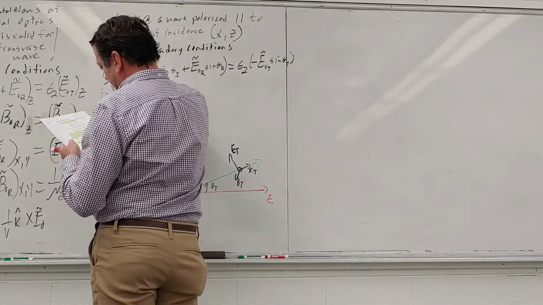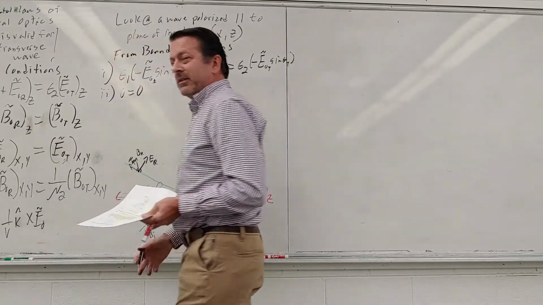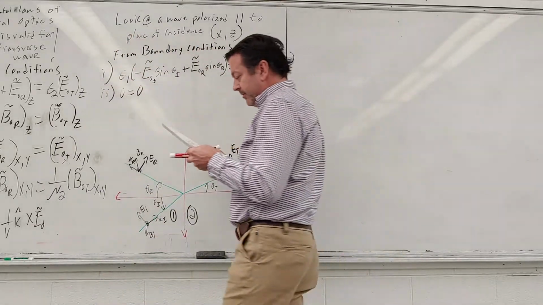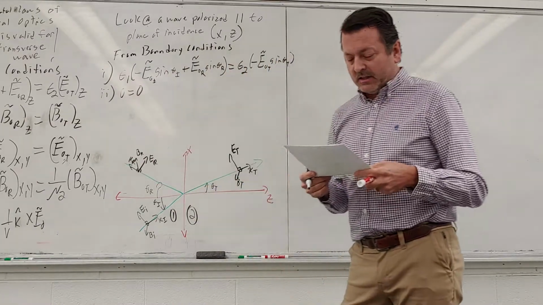For the second one, if you do it, basically you get 0 equals 0. So don't worry about that. The magnetic field doesn't have a Z component for it.